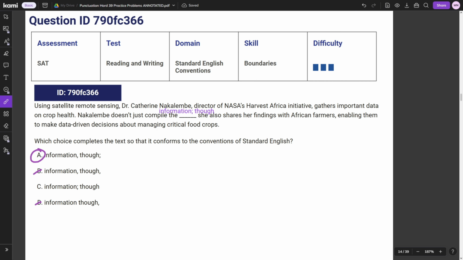Now for funsies, let's say I plugged in C, where the semicolon is before the transition word. If we did this, that means the transition word would apply to the idea. So here our transition word is "though," which is also another contrasting transition. So basically, if the transition word should apply to the idea, it means that everything before the semicolon should contradict everything that comes after the semicolon. Now let's check if that's the case. This person doesn't just compile the information, she also shares her findings with these farmers. Are these two ideas the opposite of each other? No, they're not. They actually mean the exact same thing, and that's why it wouldn't make sense to put our semicolon before the transition word, so that's why C would be wrong and A is our answer.